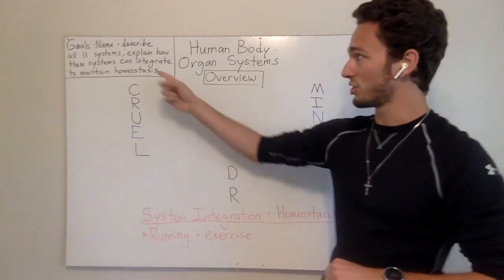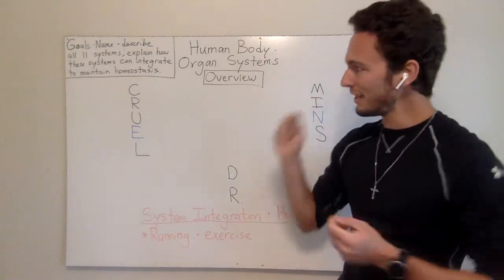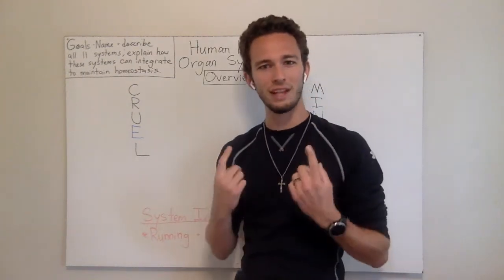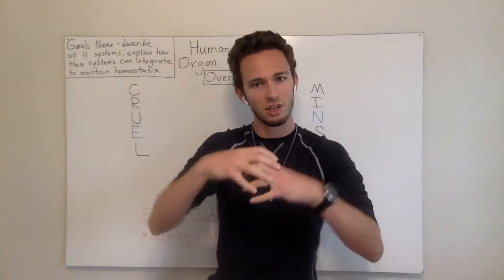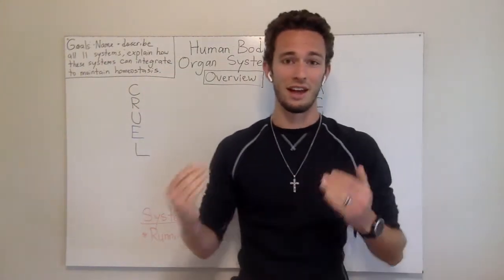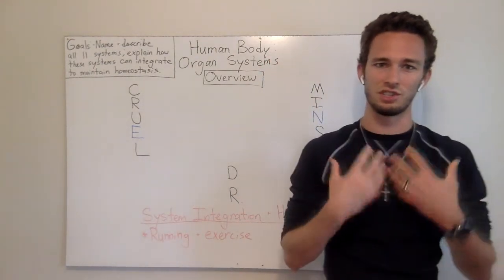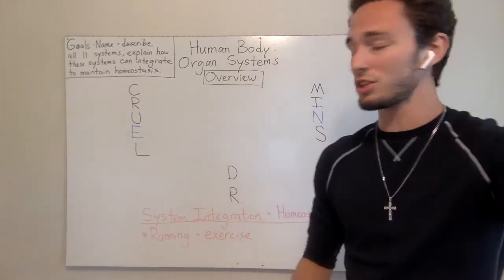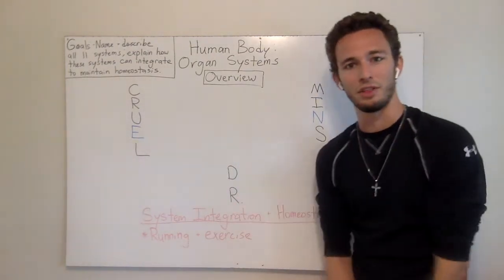We are going to first off name and briefly describe all 11 systems. And after that, we're going to explain one example of how these systems can work together in concert to maintain homeostasis when there's some sort of stimulus that is challenging the homeostasis, or the stable set of internal conditions in our bodies. So, once again, we're just going to go through all 11 and then we're going to briefly describe and talk about their integration.